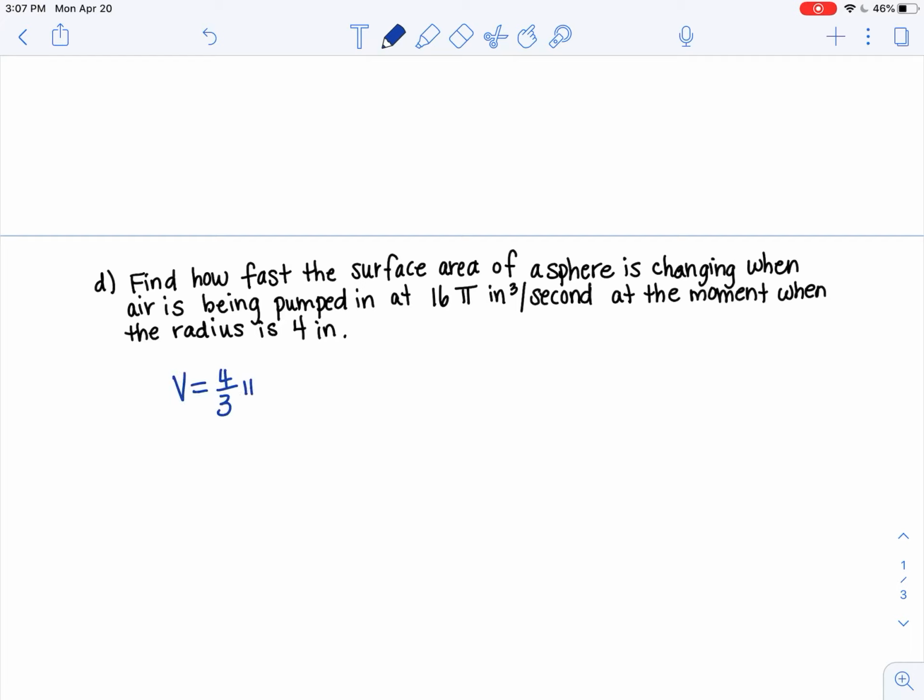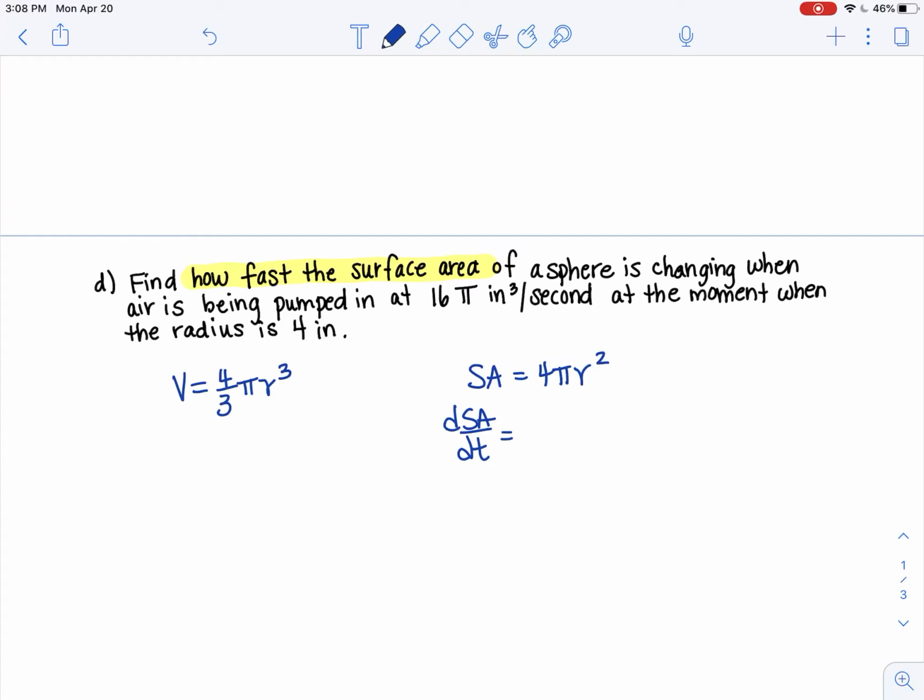So if I think of a volume formula for a sphere, 4/3 pi r cubed, and the surface area formula for a sphere, 4 pi r squared. What are we trying to find out here? We're trying to find out how fast the surface area is changing. So let's take the derivative of that surface area formula.